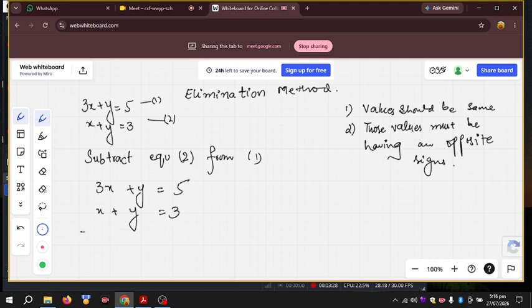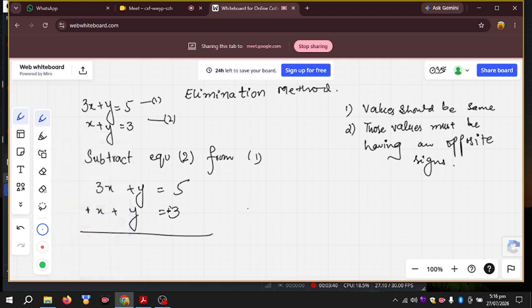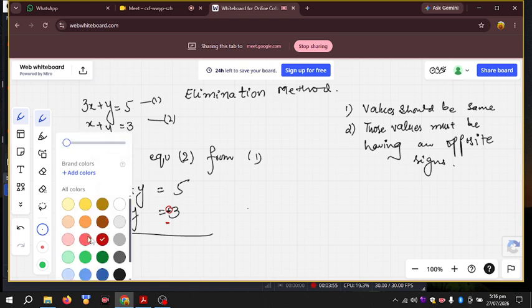Okay, I'm subtracting this equation now, so this is positive, this is positive, and this is positive. When I change the signs, this positive will become negative, this positive will become negative, and this positive will become negative. In subtraction we change the signs of the second equation because we are subtracting it from the first equation.